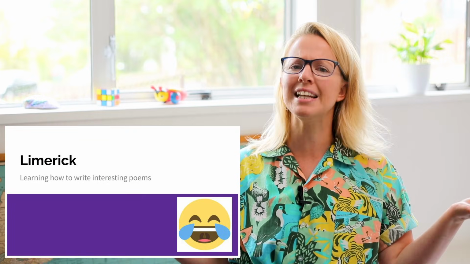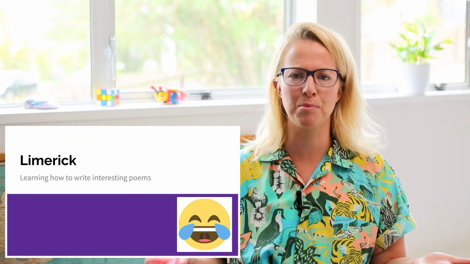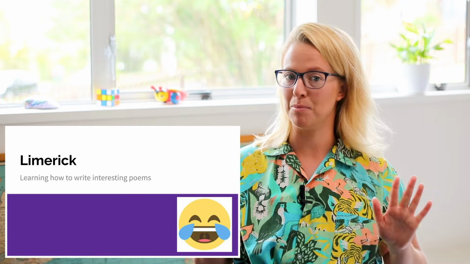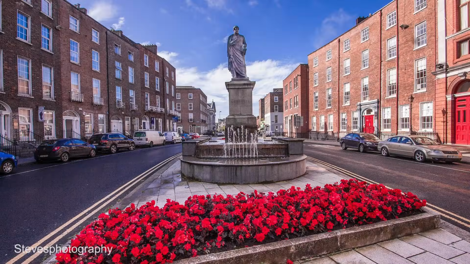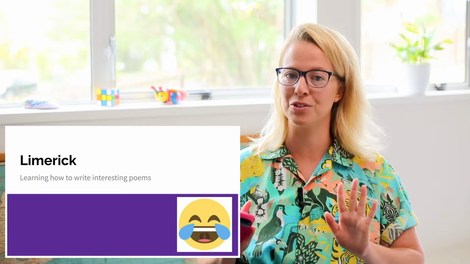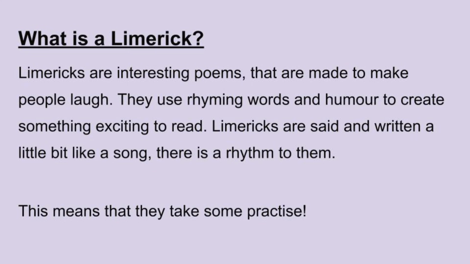So let's get started. First of all, we need to know what is a limerick. The place, Limerick, is a town in Ireland and it looks beautiful. I'd love to go there one day, but the limerick we are talking about is a type of poetry. Limericks are interesting poems. They are made to make people laugh. They use rhyming words and humour to create something exciting to read.